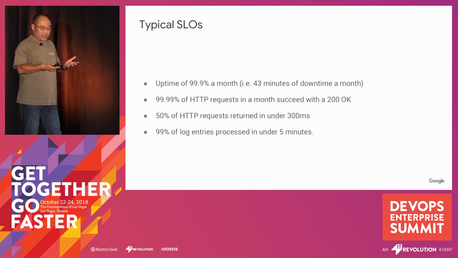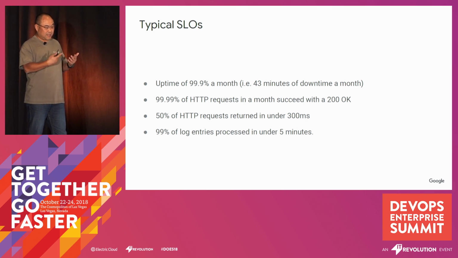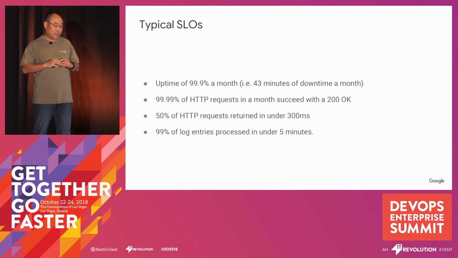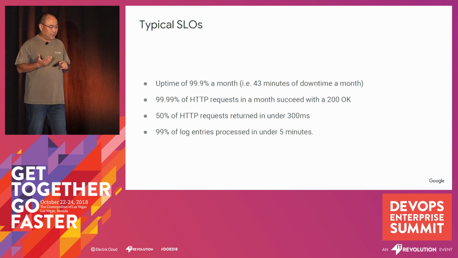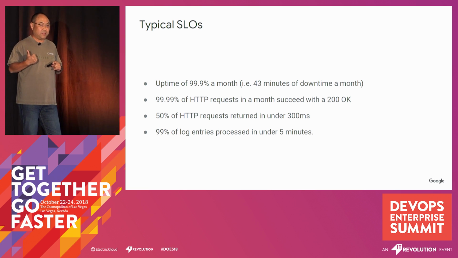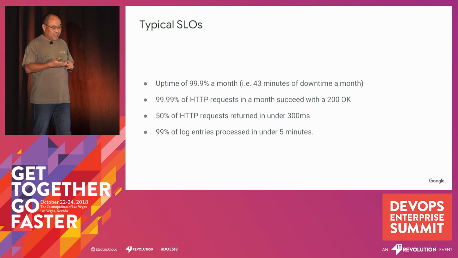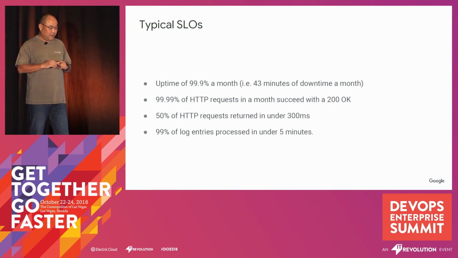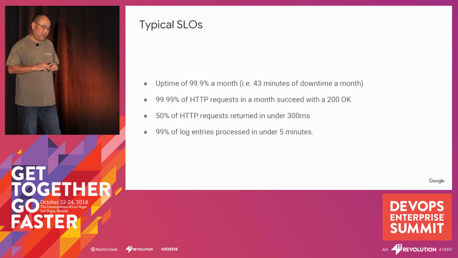Typically, you can define it in many different ways, and I can give a quick example here. For example, the first 2 are about availability. Uptime of 99.9% a month. If you do the math, it basically means that in a month, you could have 43 minutes of downtime. This is the math, quite simple. The second one is a 200 OK ratio. You can say 99.99% in a month, which gives you basically 3.5 minutes of non-200 responses.